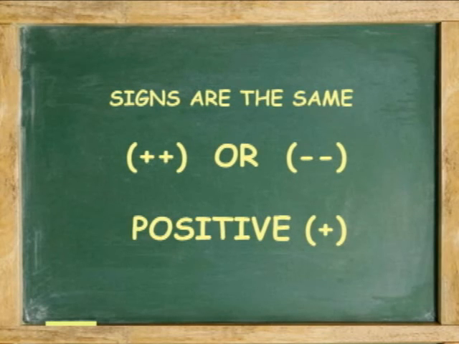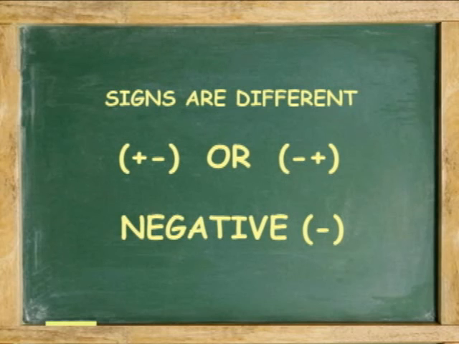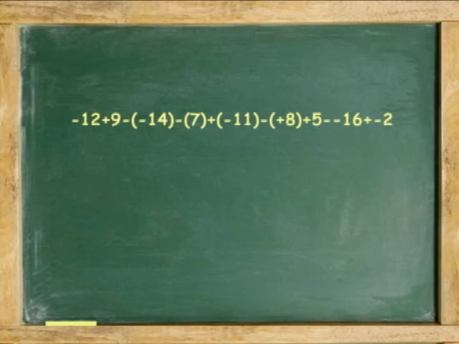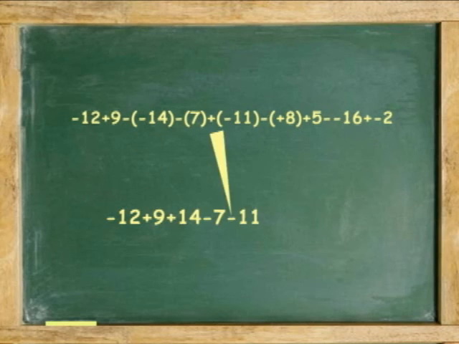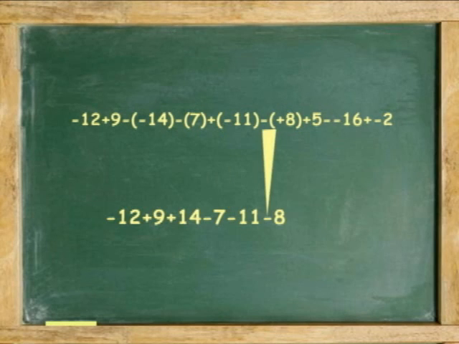Same, positive. Different, negative. So the expression with only one sign in between becomes -12 plus 9, 2 of the same, +14, -7, 2 different, -11, 2 different, -8, plus 5, 2 of the same, +16, 2 different, -2.